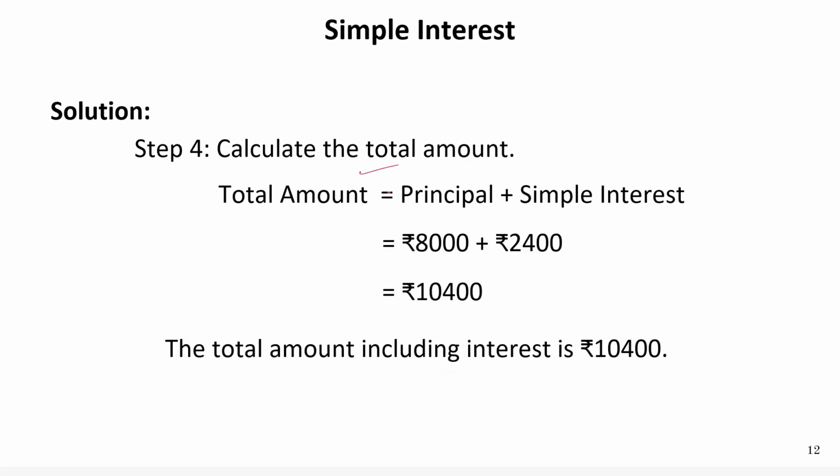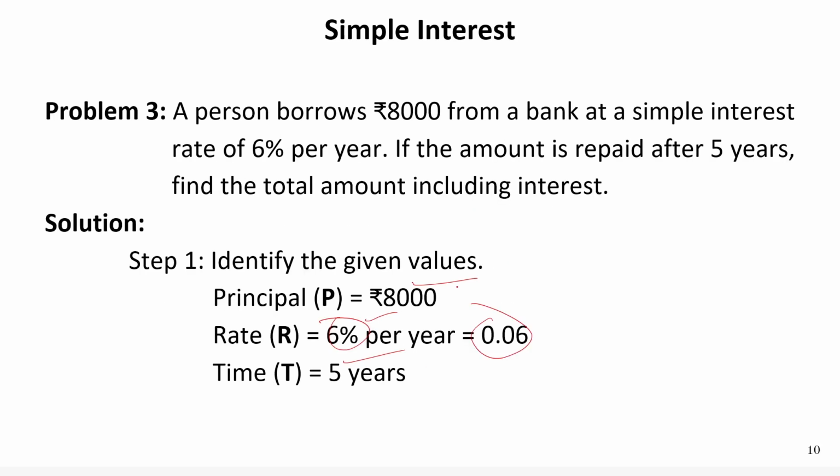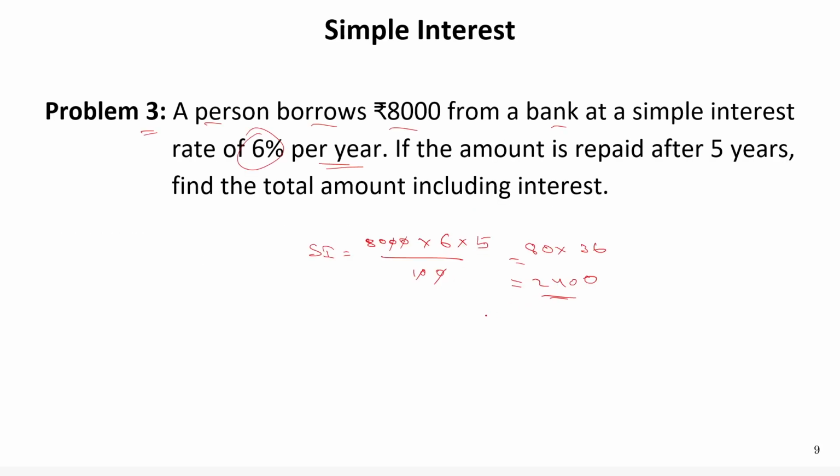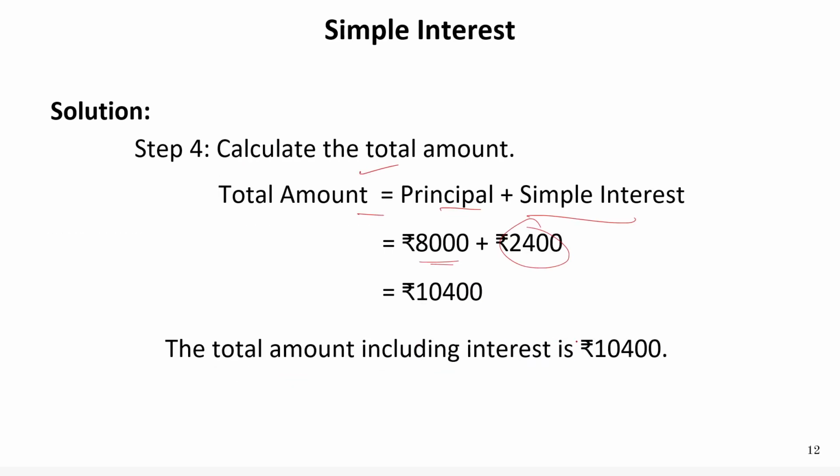So the total amount will be principal plus simple interest. The simple interest is 2400, but the total amount will be plus 8,000, right? So 2400 plus 8,000. So the correct answer is 10,400. This is the correct answer.